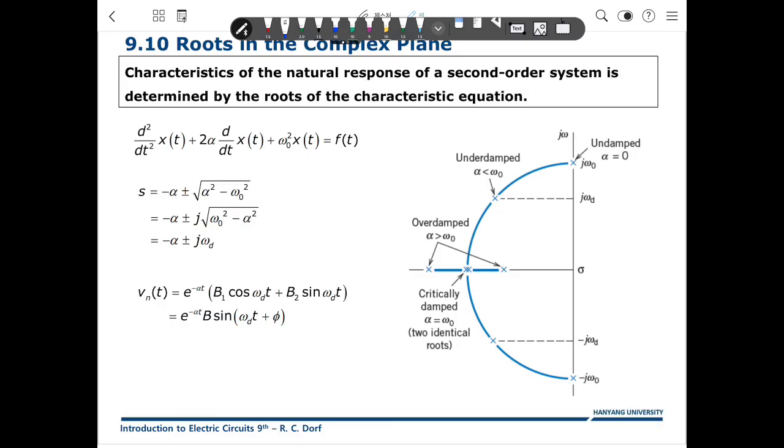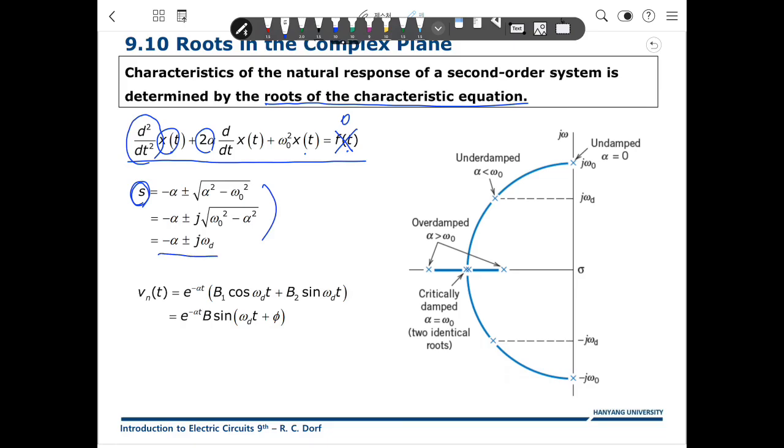Next are the roots in the complex plane. The characteristic of the natural response of a second-order system is determined by the roots of the characteristic equation. So for example, this is the representation of a second-order differential equation: d²x/dt² plus 2 alpha dx/dt plus omega 0 squared x(t) equals f(t). When you make the characteristic equation, setting it to 0, we get the solution for the roots of the characteristic equation, which looks like that.